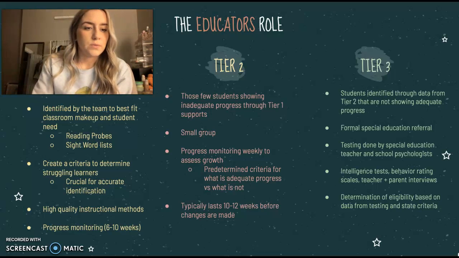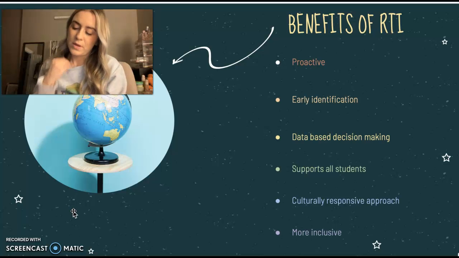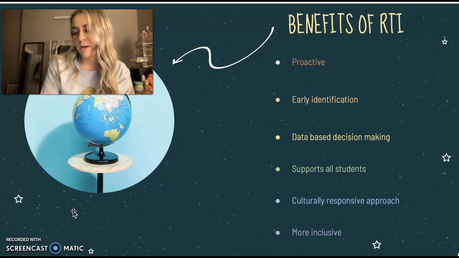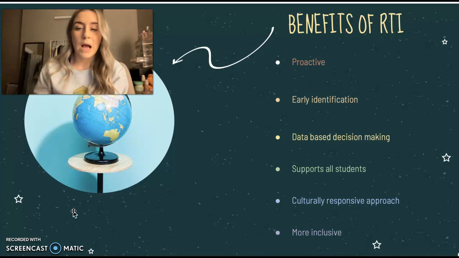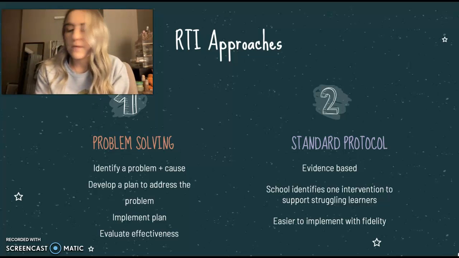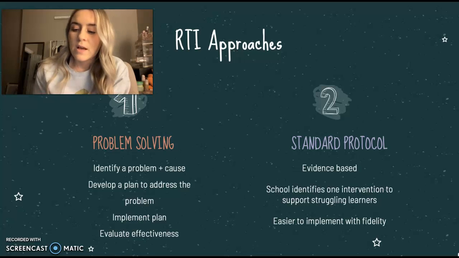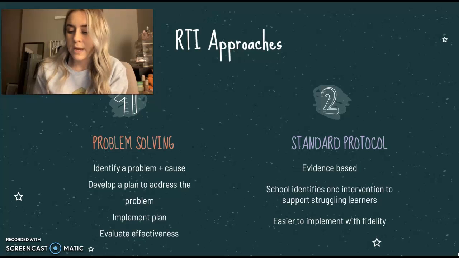Moving on to, there are two approaches. There is a problem-solving approach within RTI that is based on the Heartland Area Education Agency from Johnston, Iowa. Ooh, I am on the wrong side. And this would look like identifying a problem and a cause, developing a plan to address the problem, implementing the plan, and evaluating the effectiveness. This method allows for more team-involved brainstorming and can be better aligned to fit student needs.